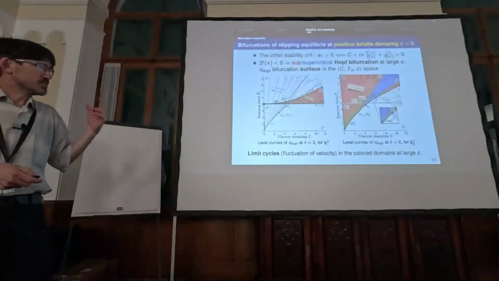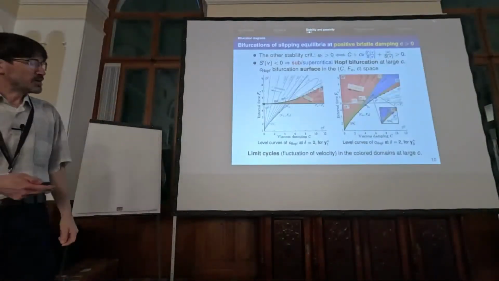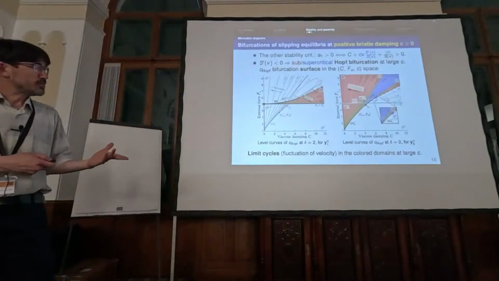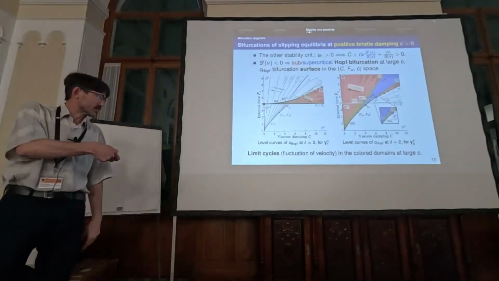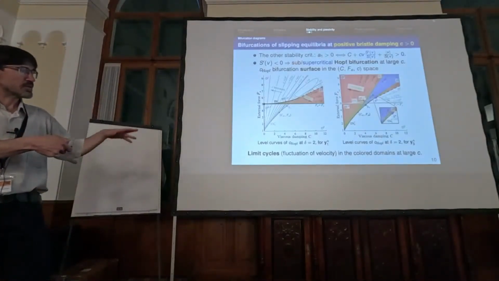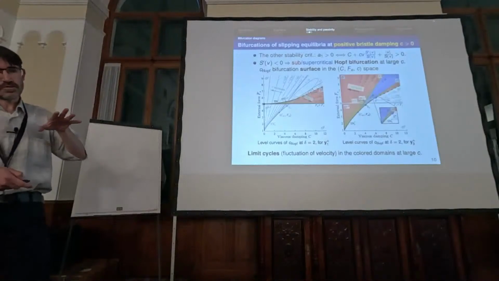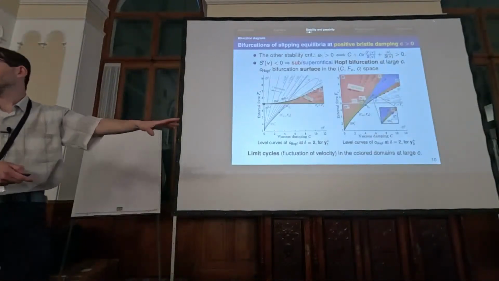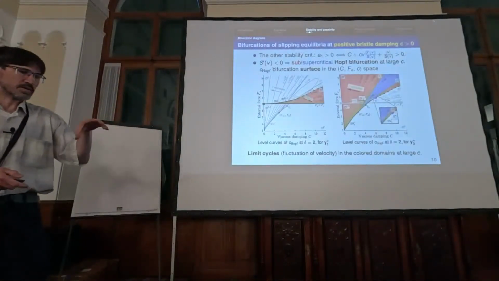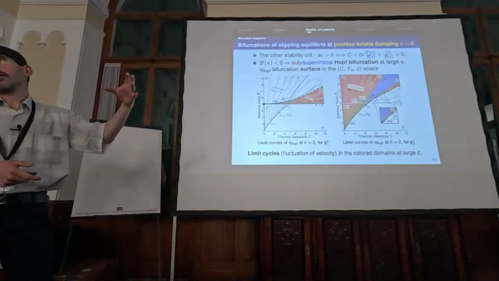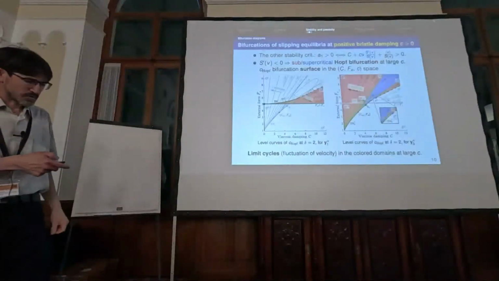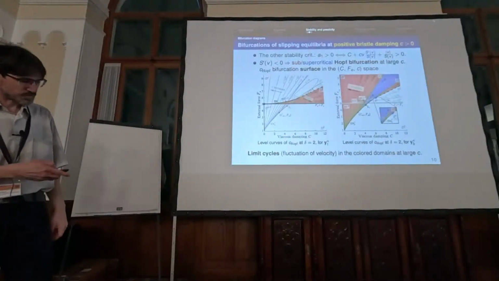What does it mean? So what happens after a Hopf bifurcation? Via Hopf bifurcation, so-called limit cycles occur, which basically means that there is a fluctuation in the velocity, so the block moves forward, but the velocity will be larger or smaller during the motion.